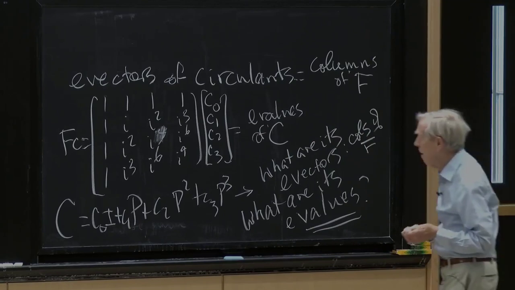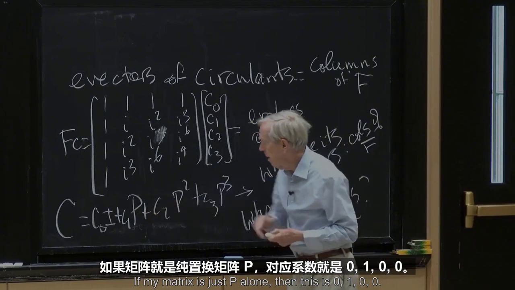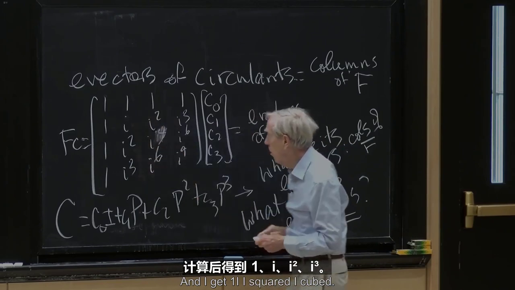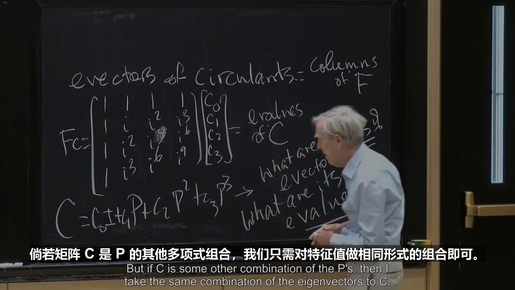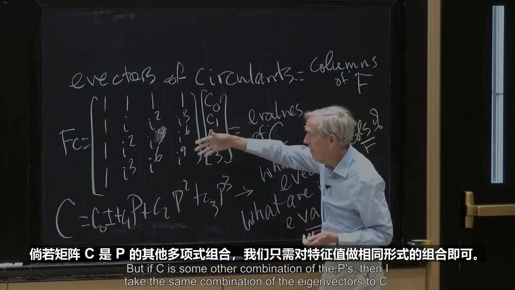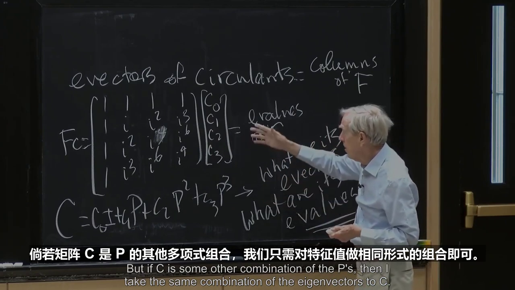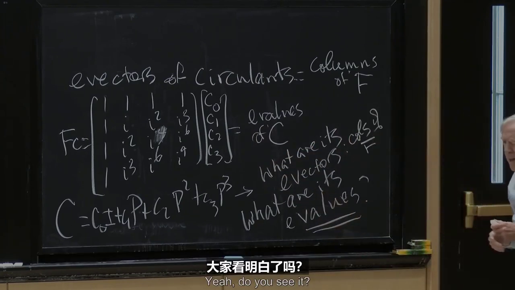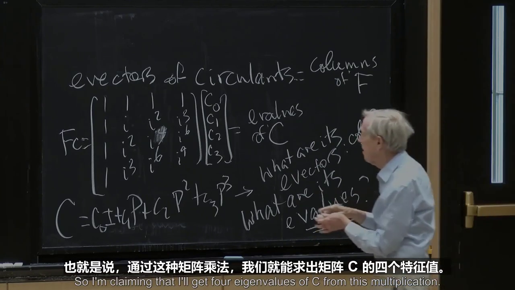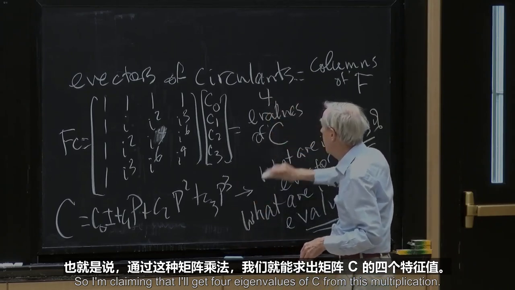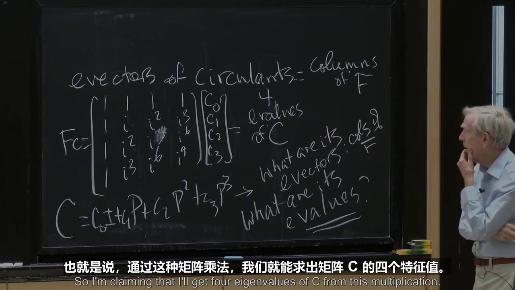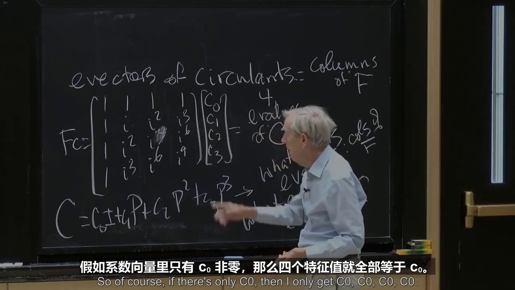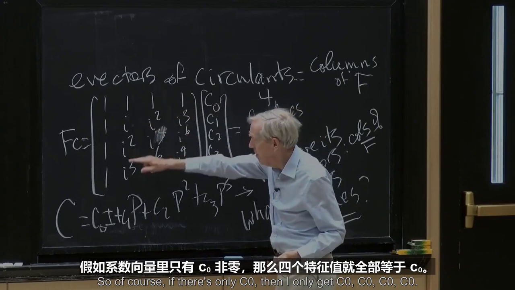If my matrix is just P alone, then this is 0, 1, 0, 0, and I get 1, i, i squared, i cubed. But if C is some other combination of the P's, then I take the same combination of the eigenvectors. Do you see it? So I'm claiming that I'll get the 4 eigenvalues of C from this multiplication. Of course, if there's only c0, then I only get c0, c0, c0, c0. It's a repeat, 4 times repeated.